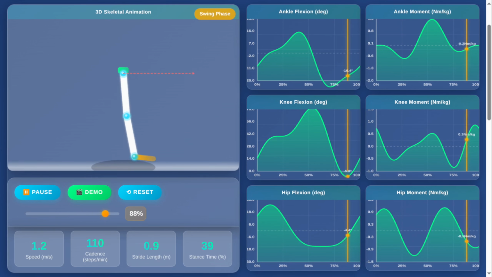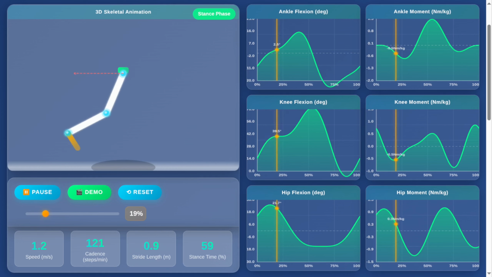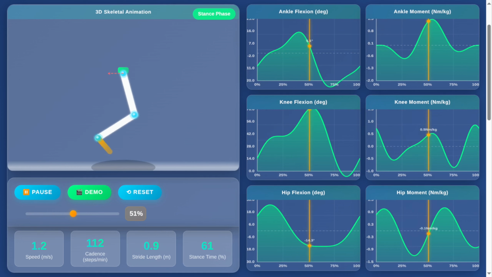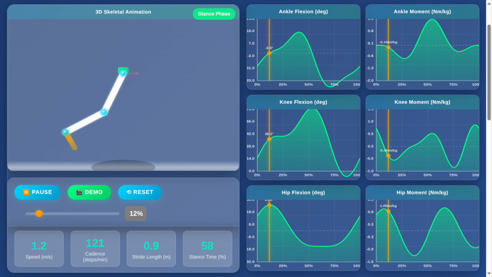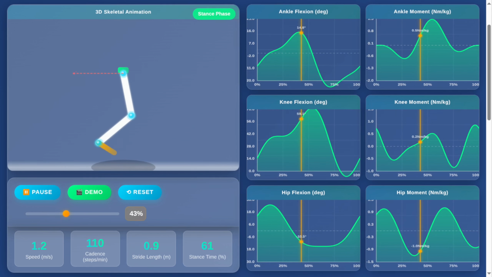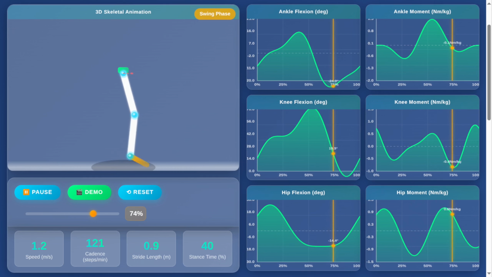To improve the simulation, adding more red dotted lines to represent the forces on the knee and ankle joints would certainly enhance its utility. This would provide a visual representation of the forces directly on the animation, offering immediate insight into the stresses on those joints during different phases of gait.